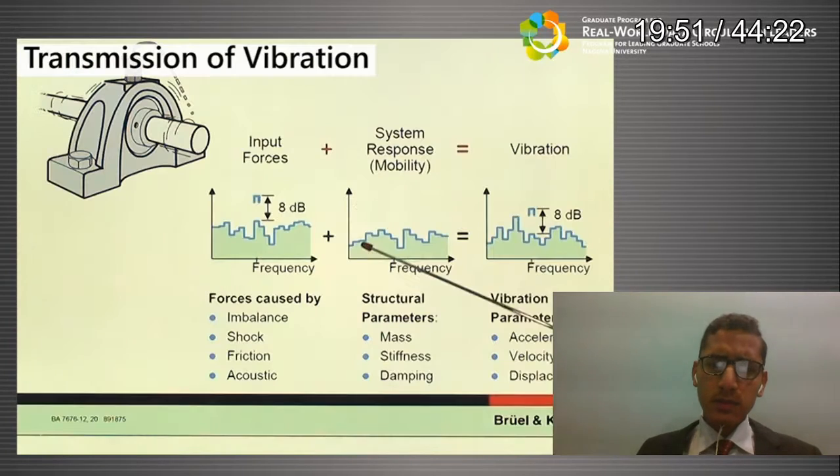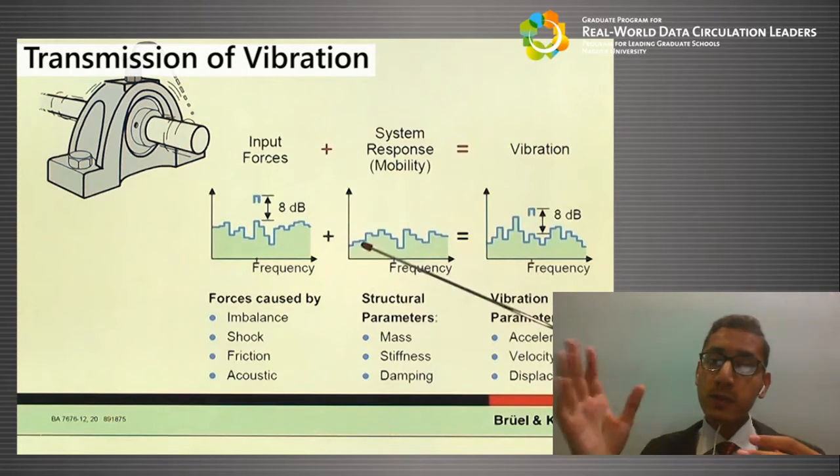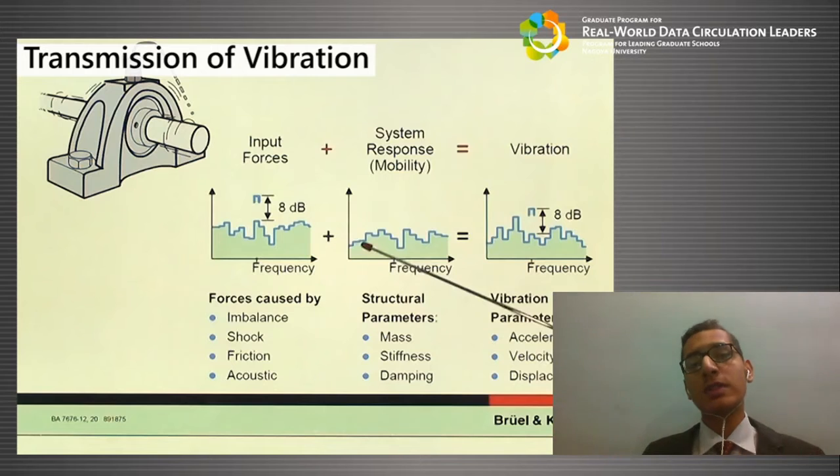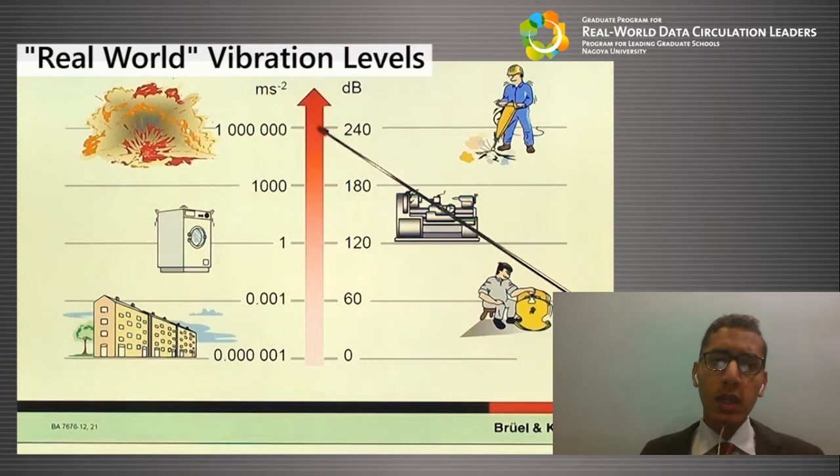This is a simple figure with the required relation, and then we see the transmission of vibration. We have input forces, and then we have a system response, and as a result we get vibrations, as we discussed in our first video. We have forces, and then we have structural parameters. We have the vibration parameters. We discussed them all in detail in our previous video.